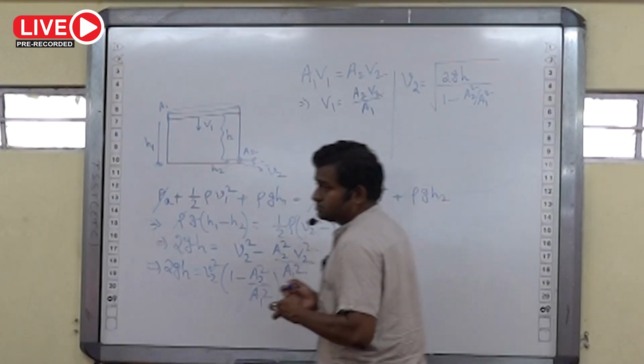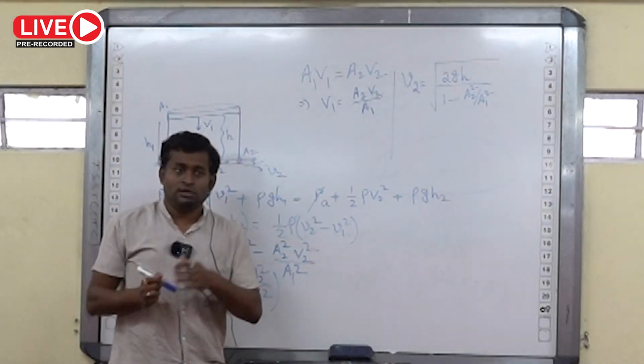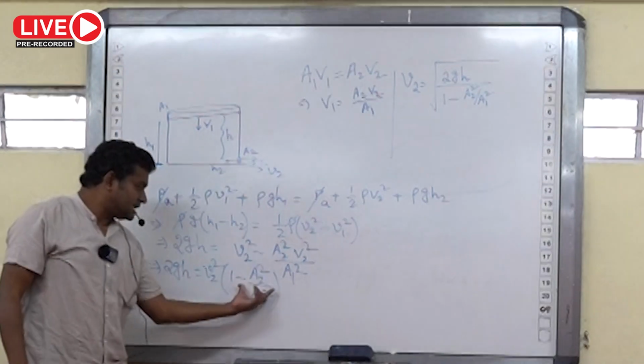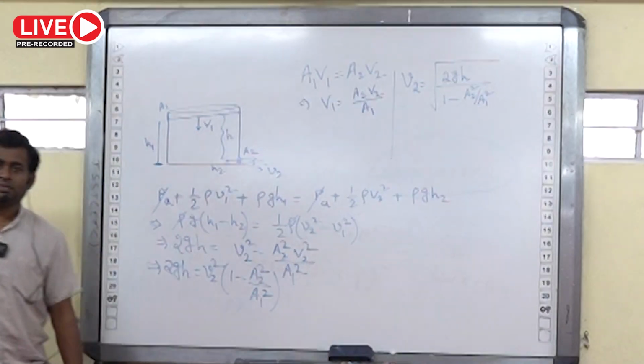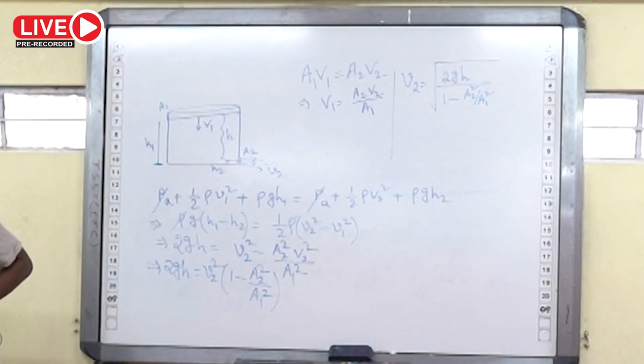This entire thing is divided here, and I take the square root, then it will be root over of 2GH divided by 1 minus A2 square divided by A1 square. This is the general form to find the V2 coming out from the bottom of the tank, velocity of water coming out from the bottom of the tank.